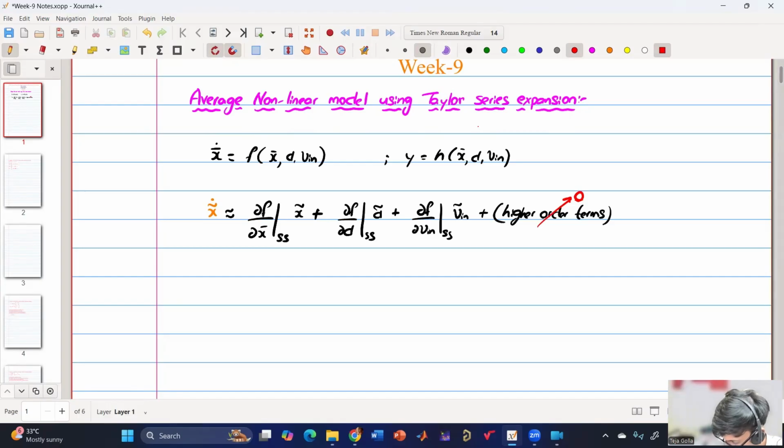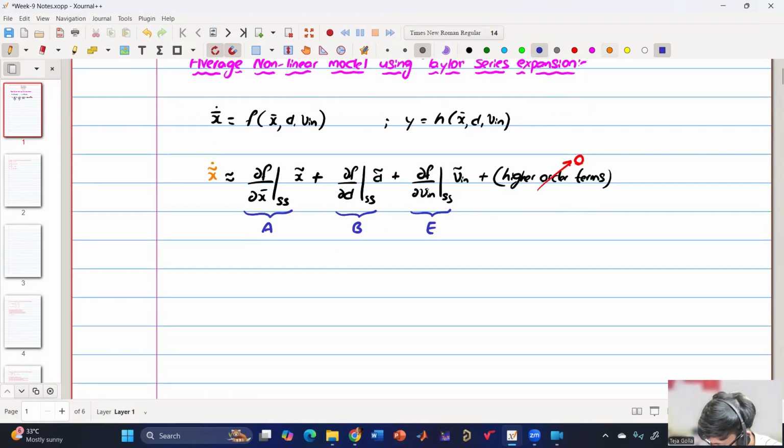So now this is my A matrix, this is my B matrix, and this is my E matrix. So I will get x tilde dot as A x tilde plus B d tilde plus E v in tilde.